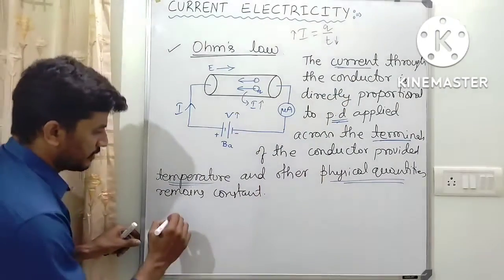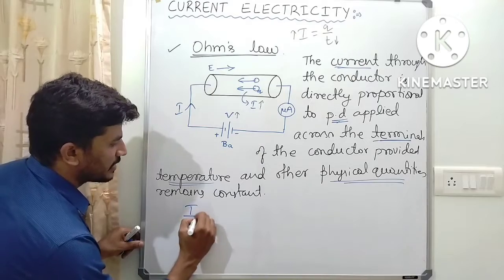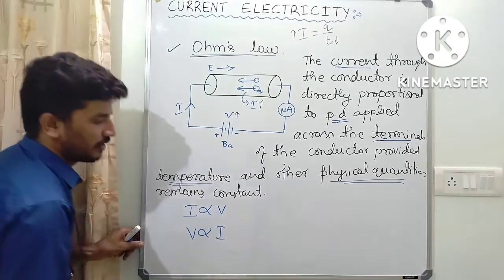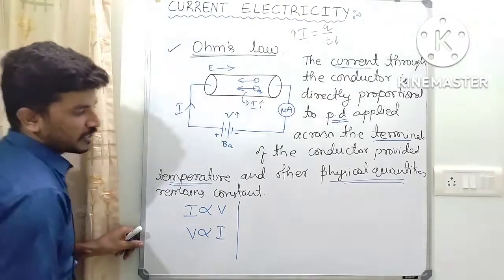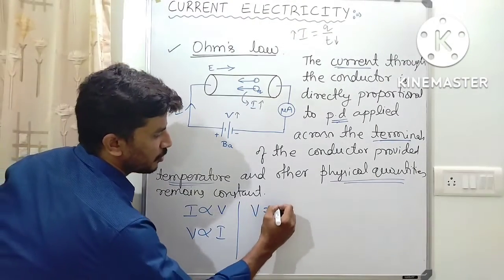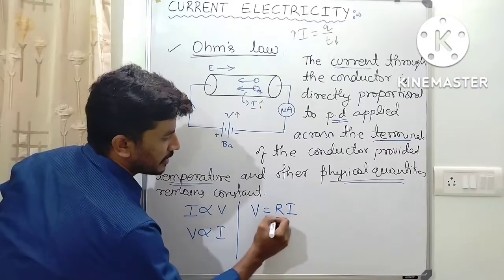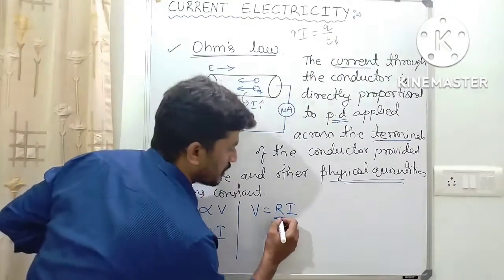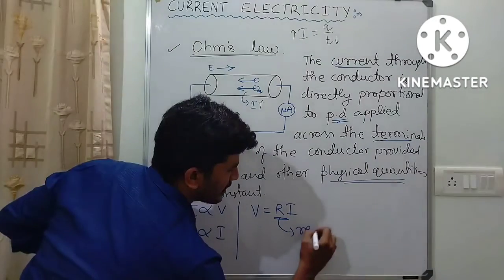Mathematically we can write I is directly proportional to V, or V is directly proportional to I. And then if you remove the proportional sign, you will get V is equal to R into I. This R is called the proportionality constant, and its name is resistance.